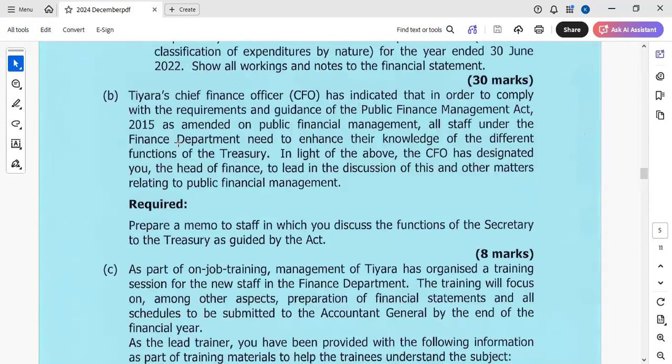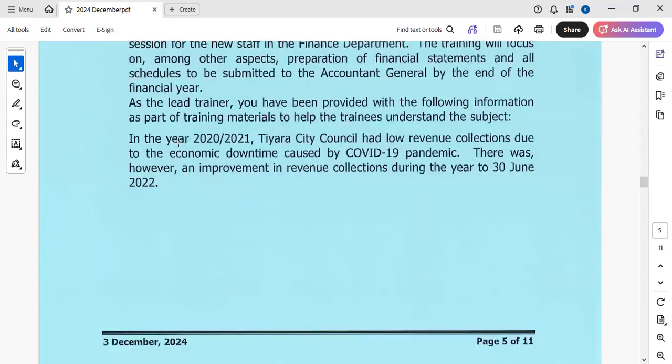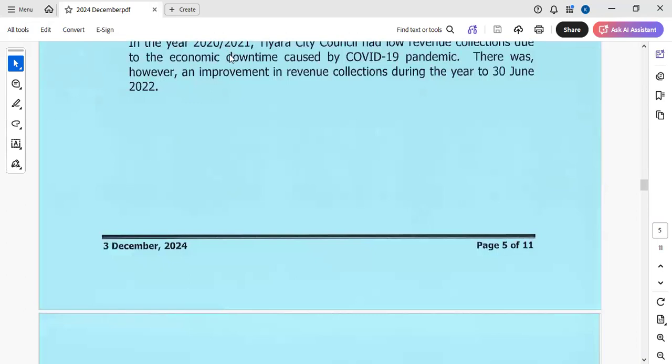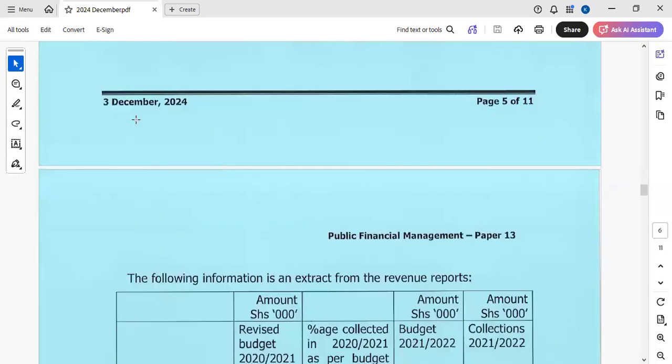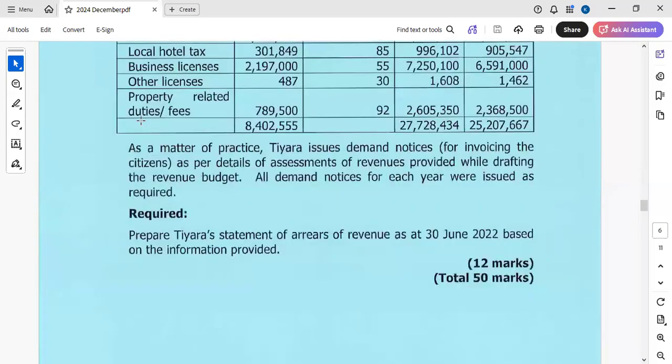Let's start with December 2024, part C. Question 1, part C. December 2024, question 1, part C.